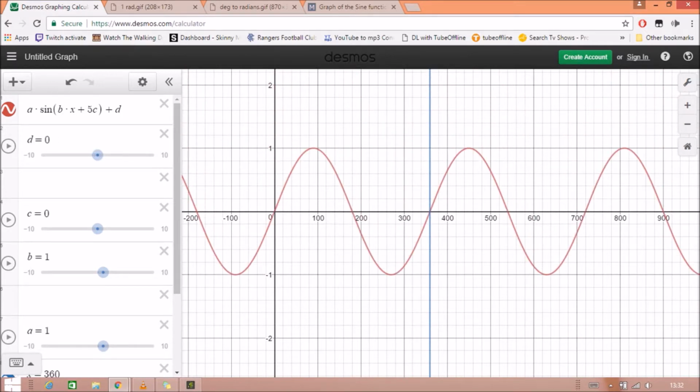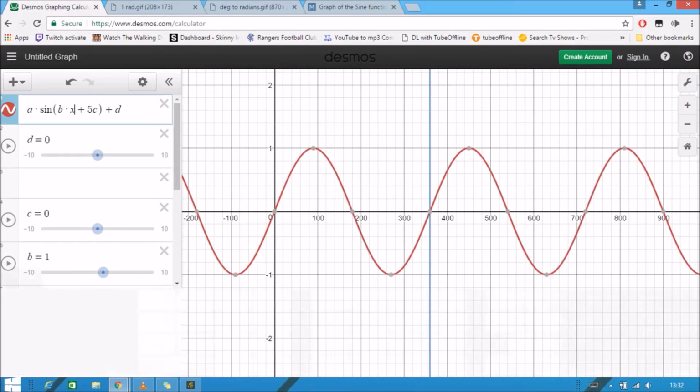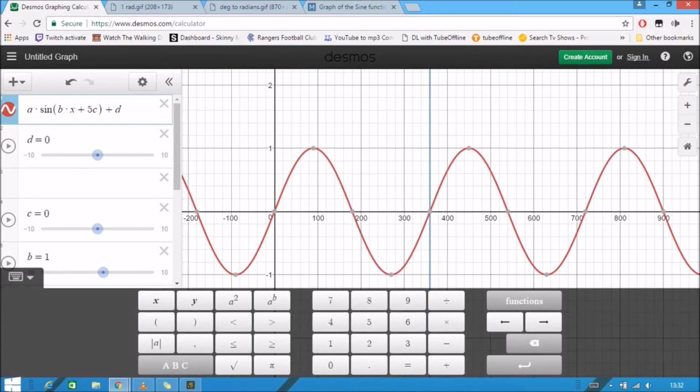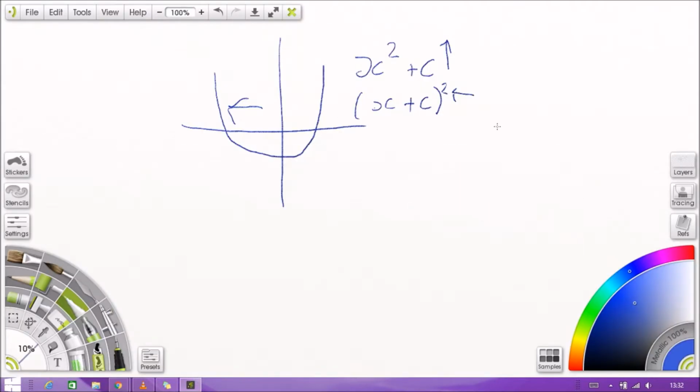Right, the last one to change will be this final one we put at the end. Now it's outside of the brackets, so all it does is shift it up and down. So it doesn't change the graph in any way except for moves it up by however much you put in for the d value. Sine is an operation. It works just like the rest of the order of operations, so it's sine of whatever is in the brackets, and then you multiply it, and then you add the d value on at the end.